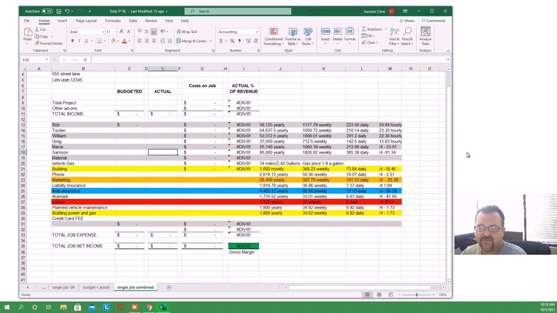Hi, I posted something on the Facebook group yesterday about how I bid jobs and how to make it completely foolproof so you too can do perfect bidding. So this is an Excel program. I can easily send it to you. It's very easy.